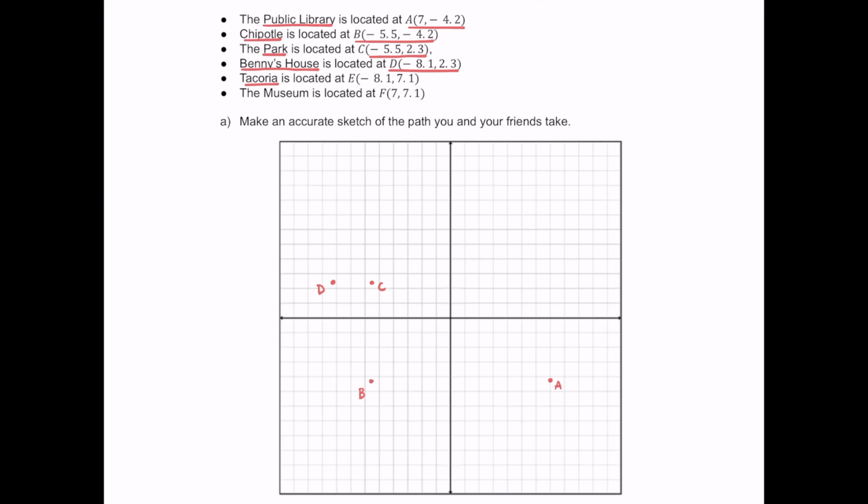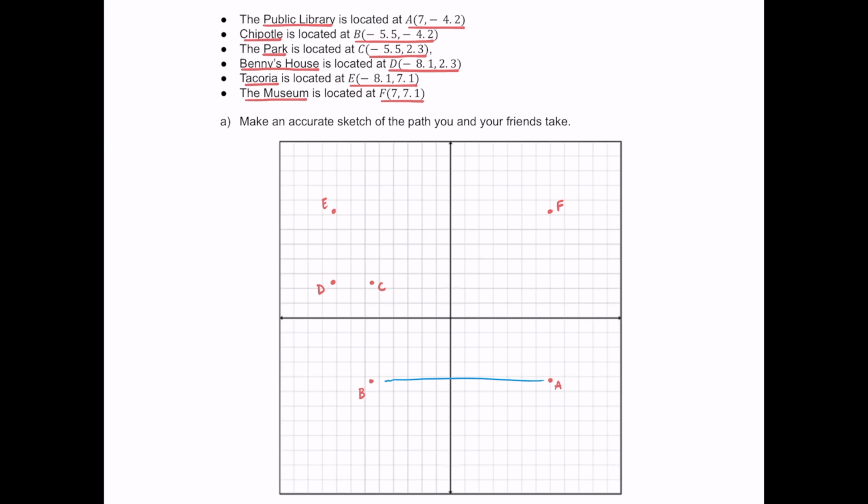Next, we have another place. We got Taqueria that's located at E, which is (-8.1, 7.1). So that's going to be above Benny's house. So let's go 8.1 to the left and go up 7.1. 1, 2, 3, 4, 5, 6, 7.1. So that's going to be right around here. Go ahead and put a dot and call that point E. Finally, we have this museum, which is located at F, which is (7, 7.1). So let's go to the right 7 units and then up 7.1. So maybe right around here. This would be where point F would be.